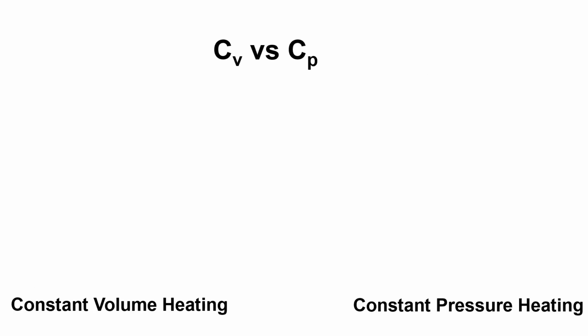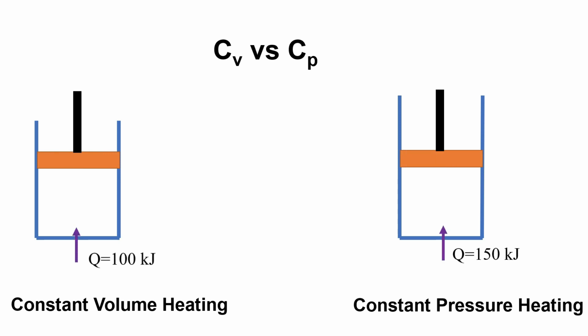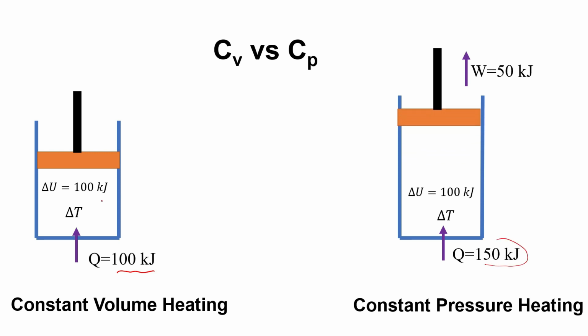So let us make a comparison between Cv and Cp. This is a piston cylinder assembly inside which you have a gas. Initially, 100 kilojoule is supplied here. Here you supply 150 kilojoule. Here, all of the heat is transferred as internal energy, that is, change in internal energy is 100 kilojoule and temperature rises.